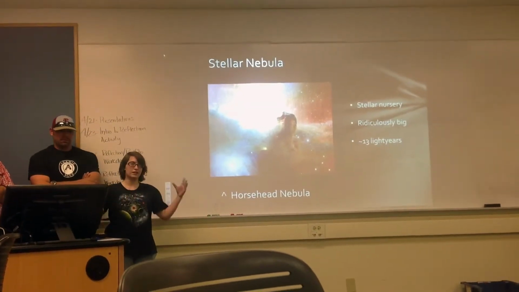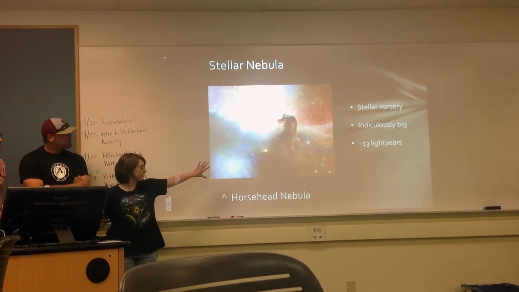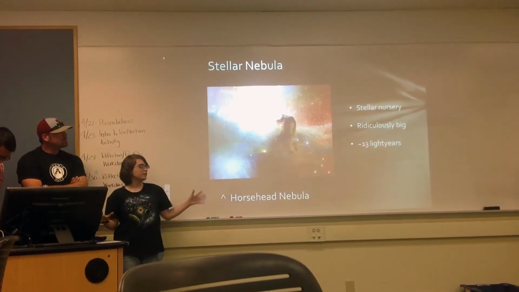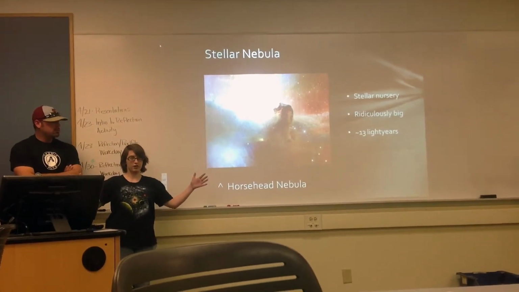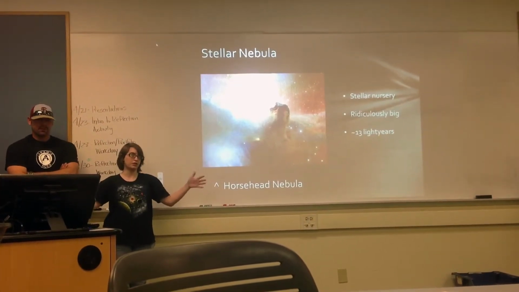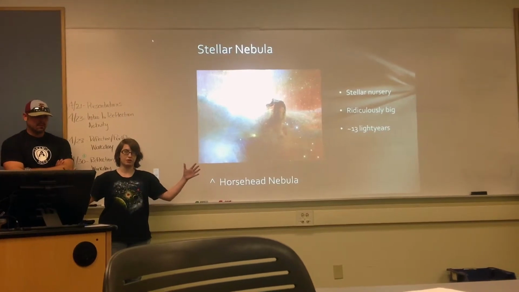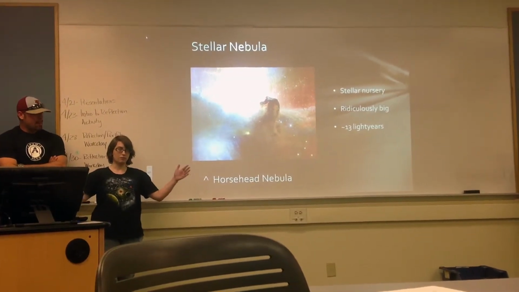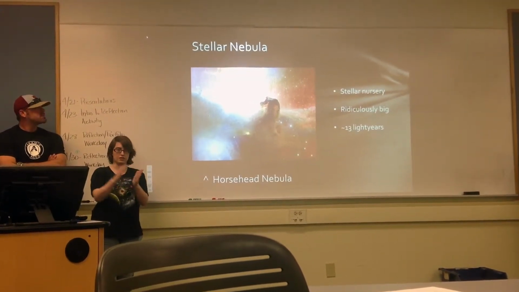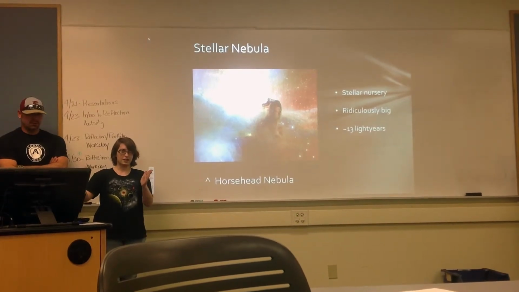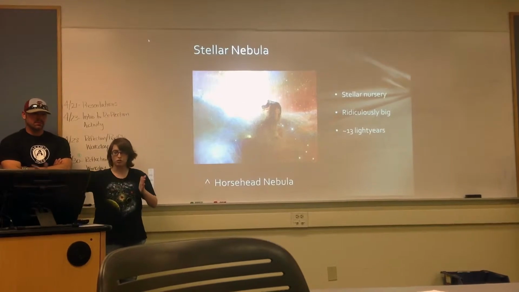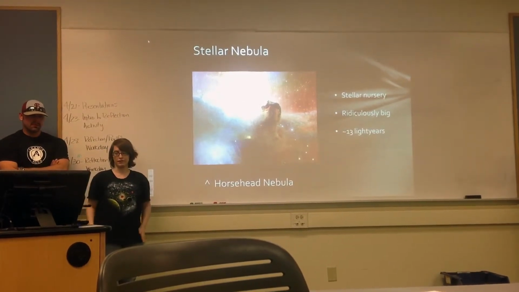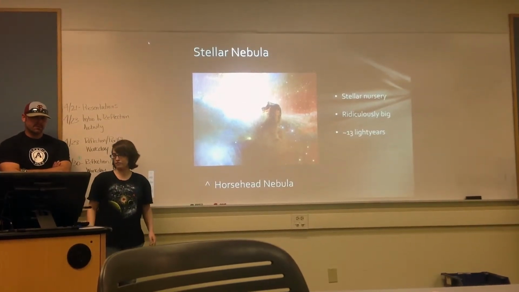They are ridiculously big. This one here is the Horsehead Nebula, and it's 13 light years across. And a light year is how far light travels in a year. It's a ridiculously huge amount of space. The light traveling from the surface of the sun to here, the Earth, takes about 8 light minutes. So we're talking an incredibly longer time than that, so an incredibly larger distance.